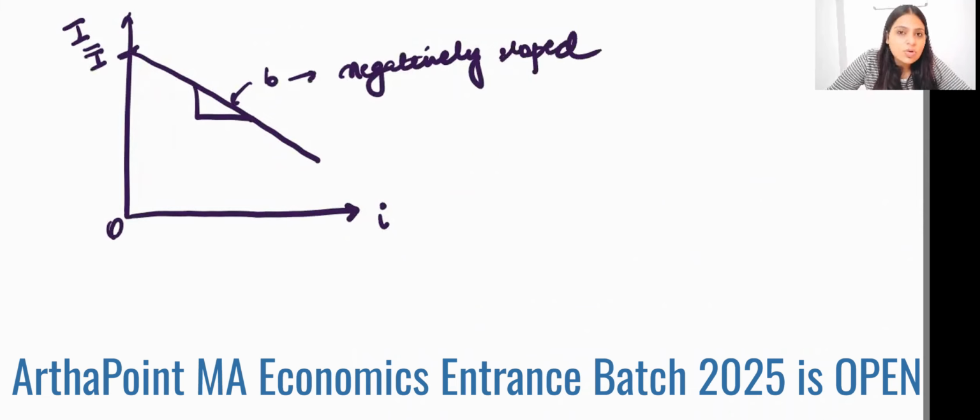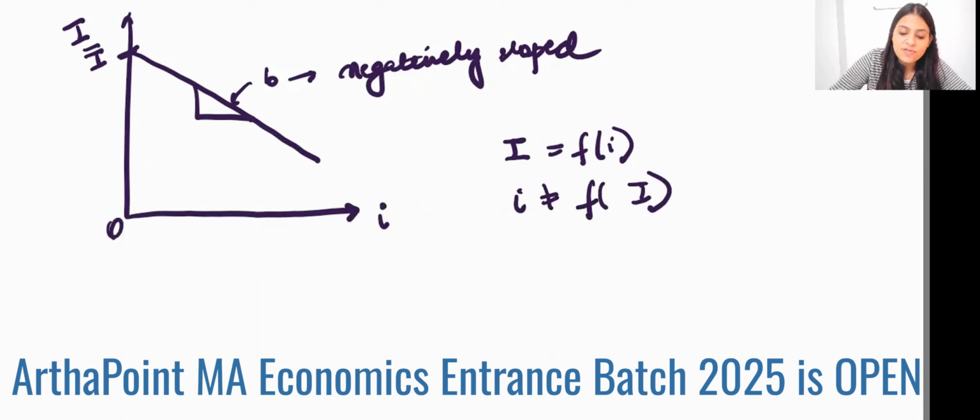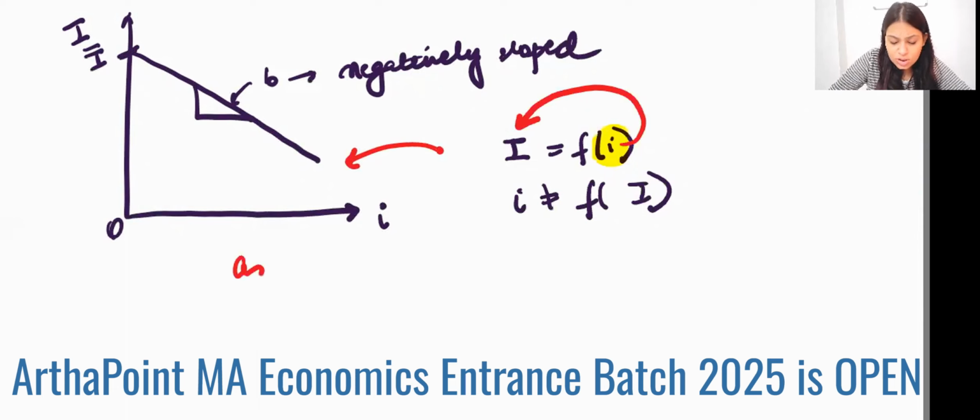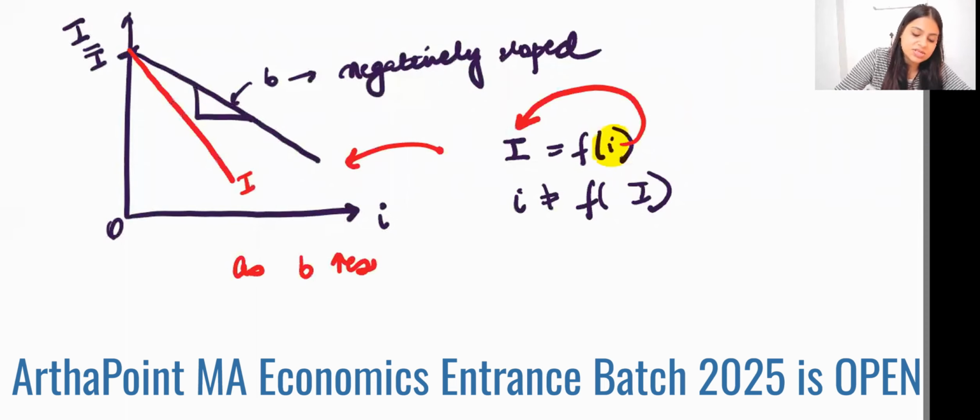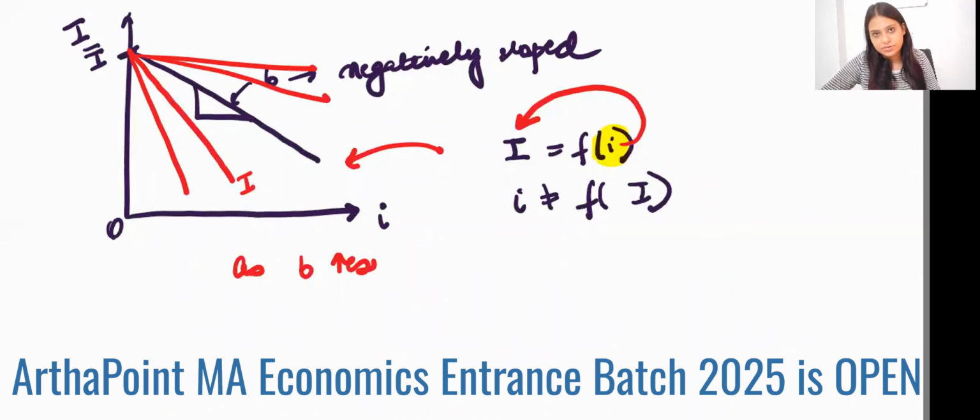Now, this makes sense because investment depends on the interest rate. The interest rate does not depend on investment. You are first given an existing interest rate from the central bank, from the government, from the different banks. Based on that level of interest rate, you are going to do investment. And this is what the function looks like. And then we said that as b increases, the investment function becomes steeper and steeper. And as b decreases, we have an investment function that is flatter and flatter.